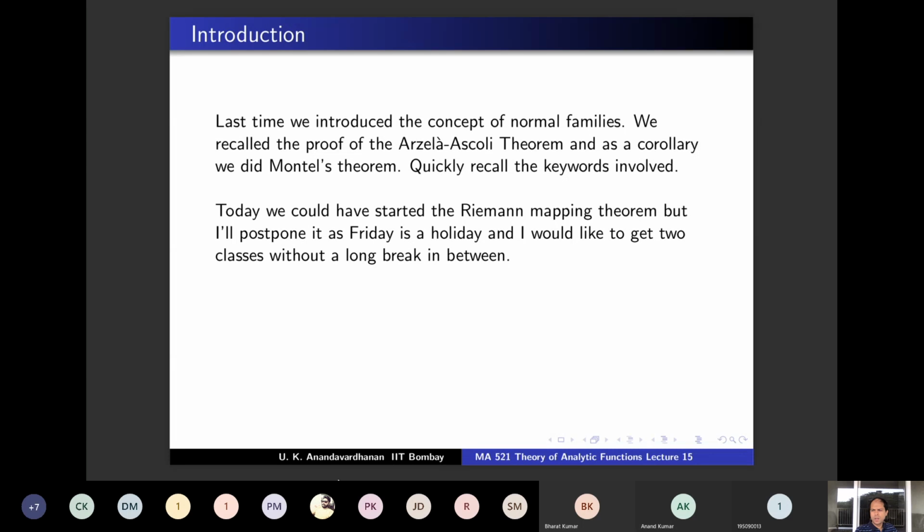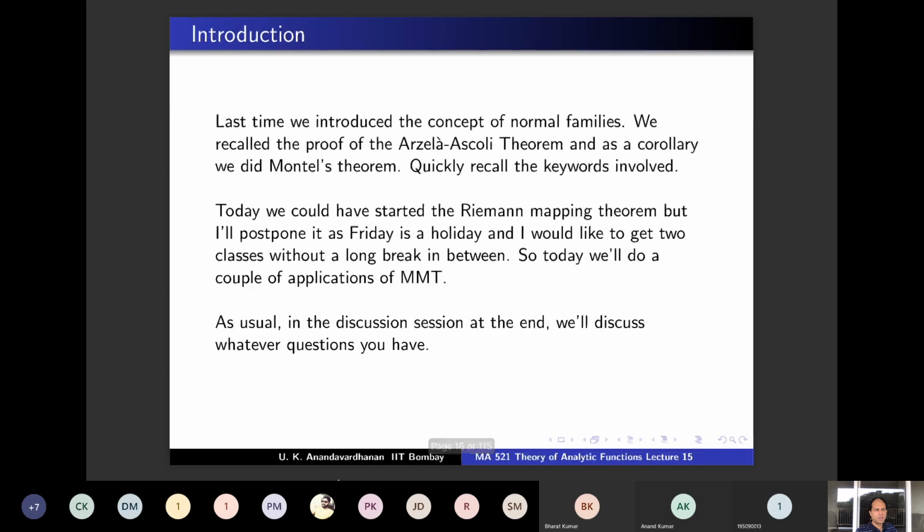Also, what I am doing today, anyway, we need in the proof. My original idea was to start the proof, and when we need what we are going to do today, the Schwarz lemma kind of thing, at that time make a quick recall. Anyway, these are not difficult. It follows easily from maximum modulus. But now that Friday is a holiday, I don't want to start the Riemann mapping theorem, so I will spend a bit more time on Schwarz lemma and Schwarz-Pick. So today we will do a couple of applications of MMT, and this is what we will do, Schwarz lemma. And Schwarz-Pick I will just state and leave it as an exercise.